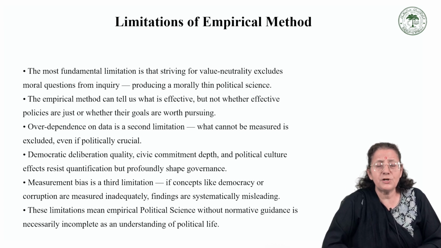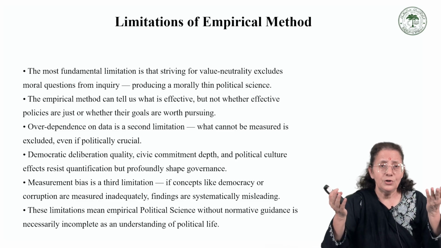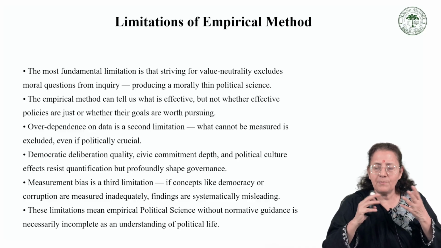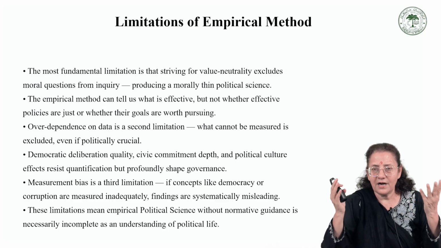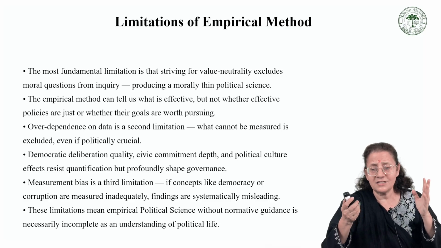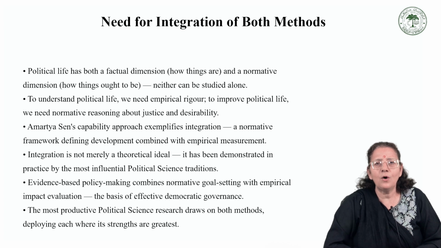The third limitation is measurement bias. The conclusions of empirical research are only as reliable as the measures used to collect data. If key political concepts like democracy, corruption, or political participation are measured in culturally biased or theoretically inadequate ways, the empirical findings, however sophisticated statistically, will be systematically misleading. Given both the strengths and limitations of each method, it should now be clear that the most productive and adequate approach to the discipline is one that integrates the normative and empirical methods rather than treating them as alternatives between which a researcher must choose.